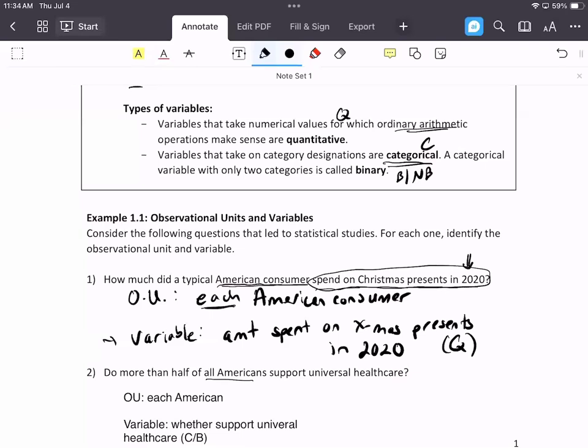There is no, obviously, hopefully you can see there's no values for which arithmetic operations would make sense. So it is not quantitative. It is by default categorical. And I didn't ask specifically, but is it binary or not binary? It is binary. Either you support it or you don't.